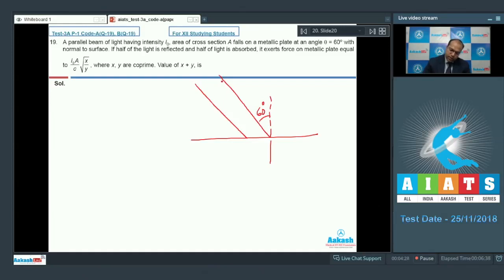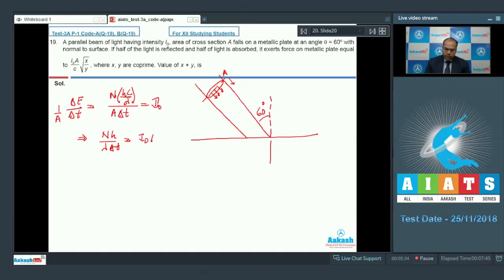Suppose n photons are coming in this beam, then the energy per unit time passing through this cross section in time delta t can be written as delta E by delta t, that is equal to n times h c by lambda, that is the total energy of the photon beam, divided by delta t. So if I divide by the area, that is A, then it is equal to I0. So we get the value of n h upon lambda into delta t. So it is equal to I0 A by C.